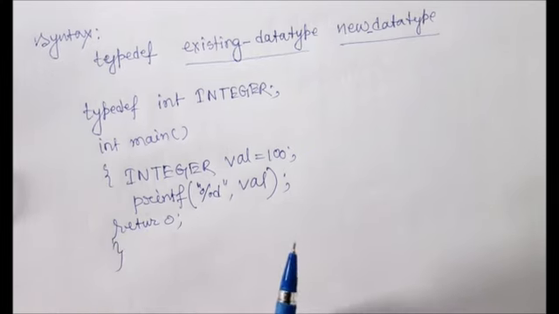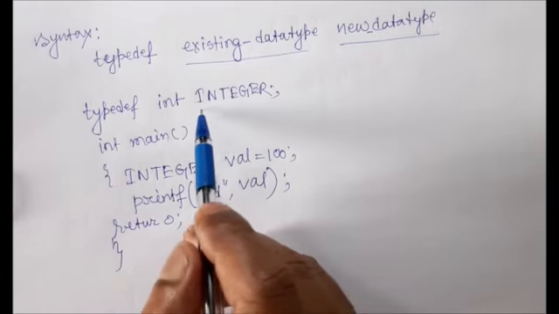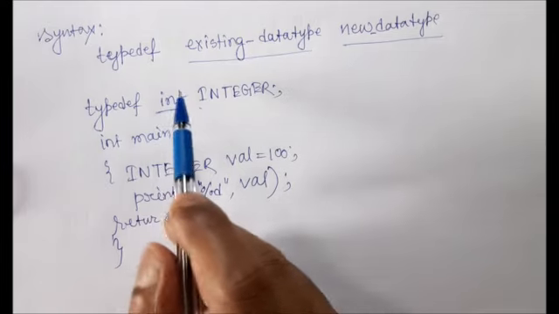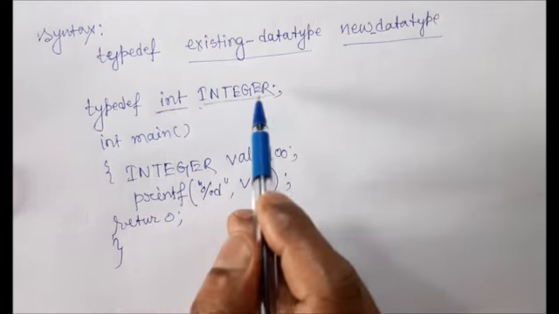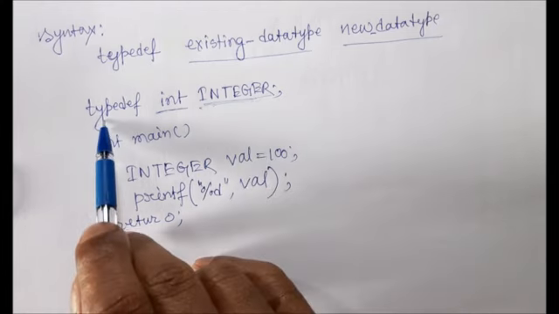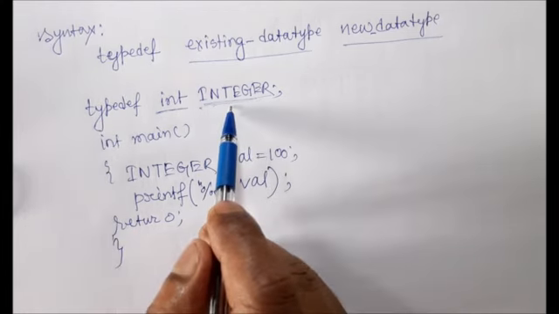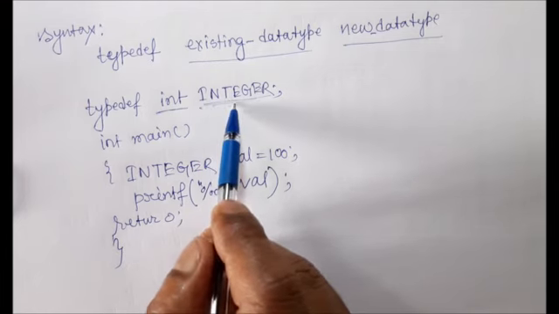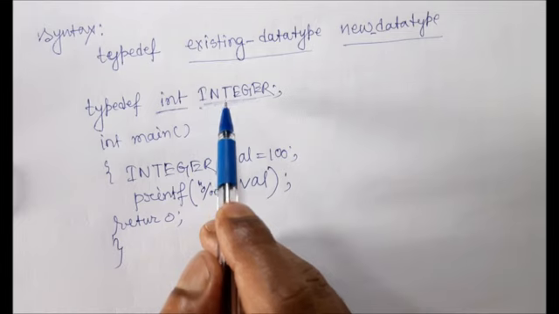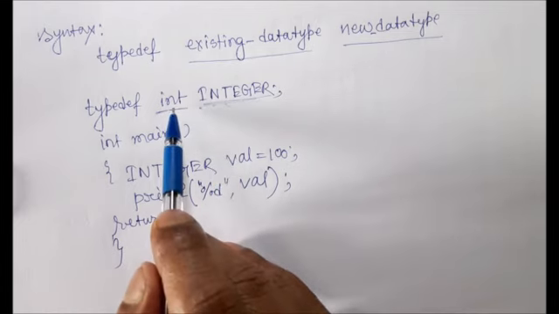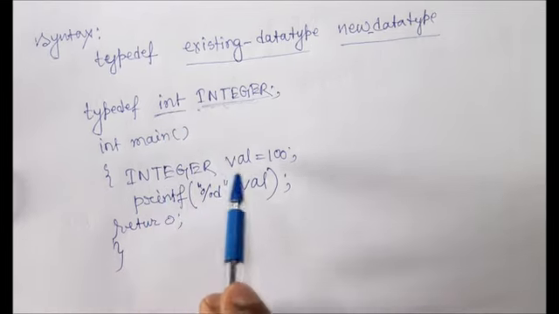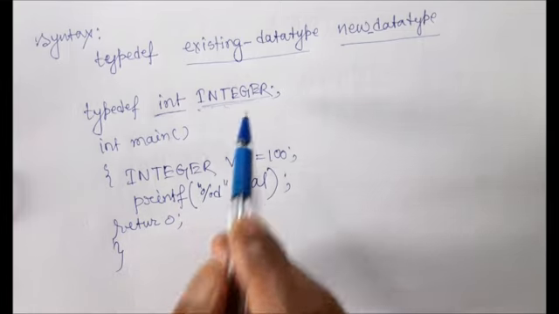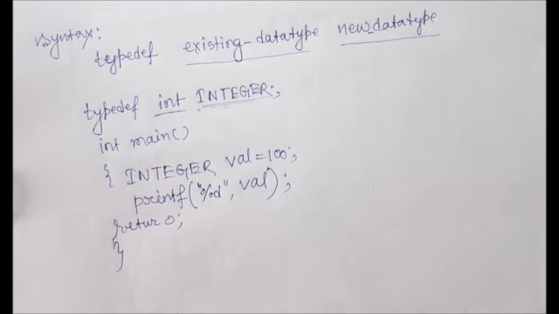What is the meaning of this line? Here the meaning of this line is, integer is my existing data type, and this is my new data type. So by using typedef, we are just creating a new data type, and this data type will be treated as my existing data type. So we can think of it as int val equal to 100. That is the use of the example.